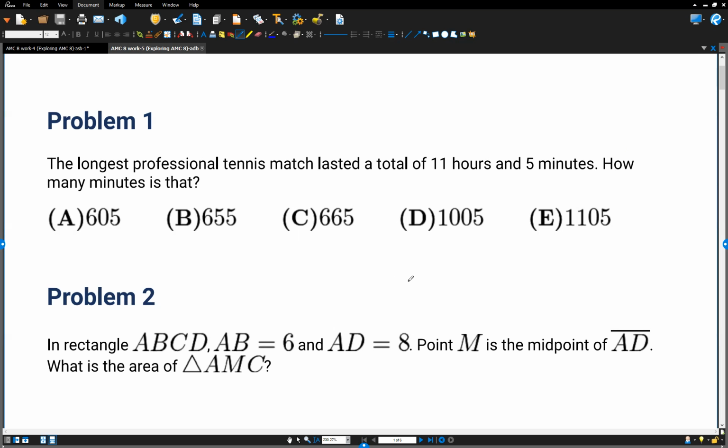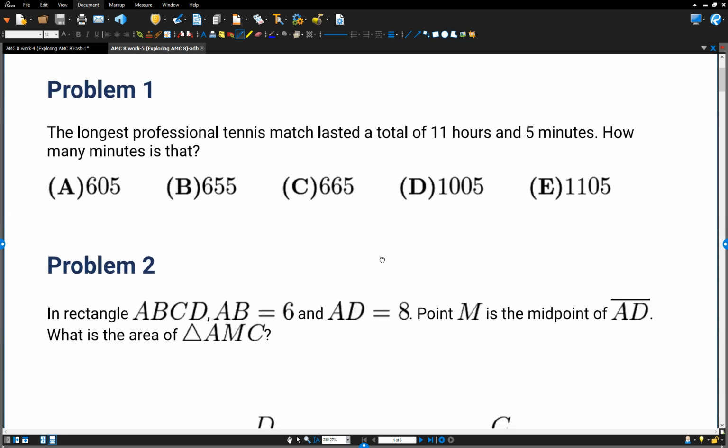So try to figure out what question. I got C. Okay, all right. Oh, you got the D already. Okay.